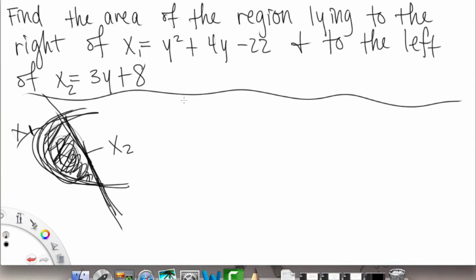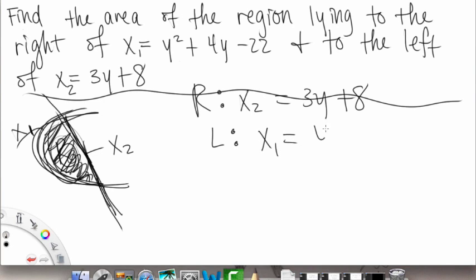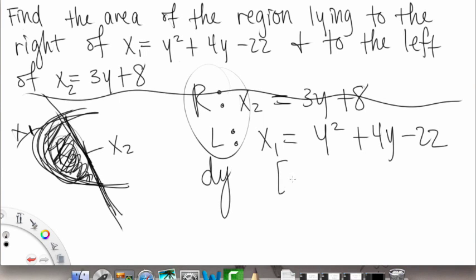That means our right function is going to be x sub 2, which is 3y plus 8, and our left one is going to be x sub 1, which is y squared plus 4y minus 22. Another thing to note, though we've been doing it subconsciously, is that because we're using right minus left, we're integrating along the y-axis. So we're going to use dy, and our interval is going to be on the y-axis.